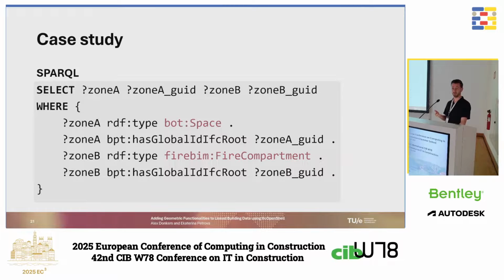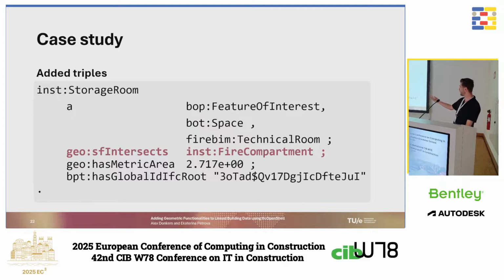So what we do is we first query from our linked building data graph all the spaces using BOT space and all the fire compartments using the self-created class fire compartment and their GUIDs. Then we run one of those functions where we just walk through, right? So we open these files, we put those GUIDs in IfcOpenShell, we check whether they intersect, yes or no. And if yes, it creates these added triples. So in this case, the storage room is inside the fire compartment, so it creates this triple intersects with the fire compartment.